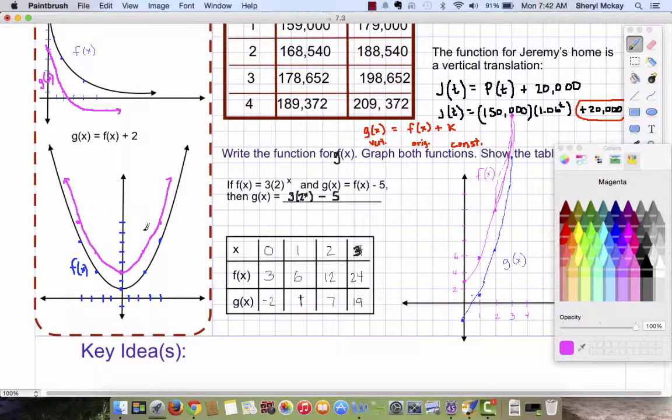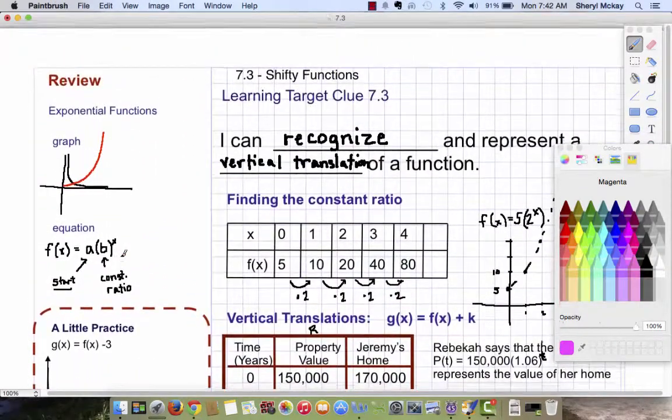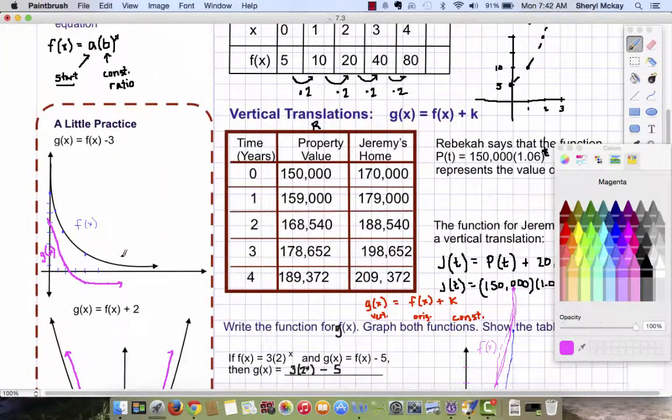It's going to end up having the same width. Like we could take this and move it and lay it on top of here. It would kind of line up exactly on that parabola. It's just been shifted up. Okay? That's it. That's shifty functions. And the key I would say that you want to remember is this right here. You want to make sure you know that. G of x is equal to f of x plus k, where k represents the constant.